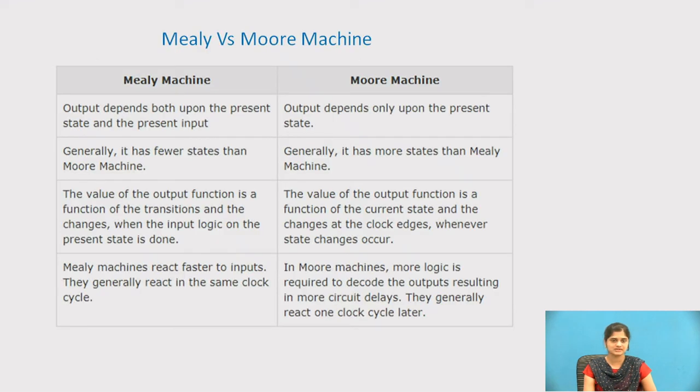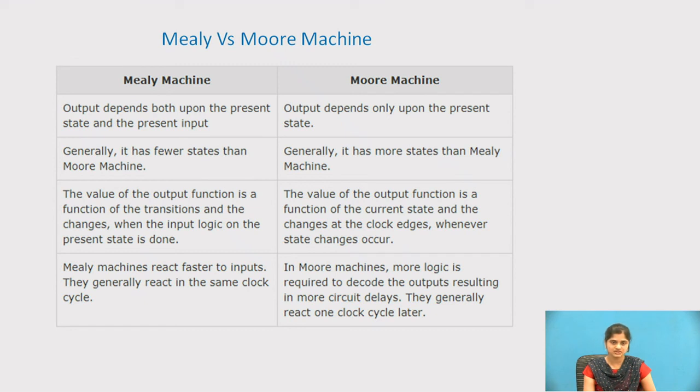Now the difference between Mealy machine and Moore machine. For Mealy machine, the output depends both upon the present state and the present input. For Moore machine, the output depends only upon the present state. Mealy machine generally has fewer states than the Moore machine. In Mealy machine, the value of the output function is a function of the transitions and changes when the input logic on the present state is done.